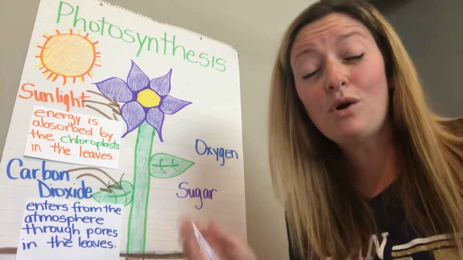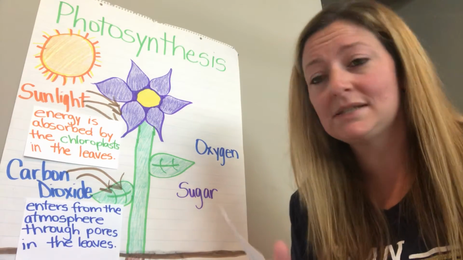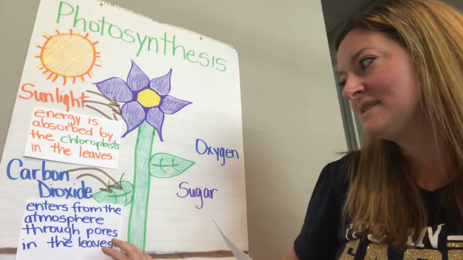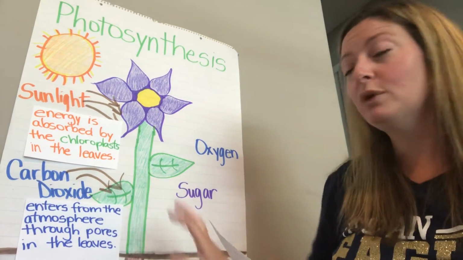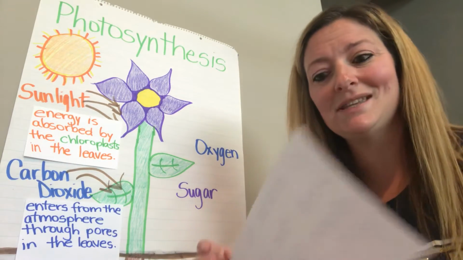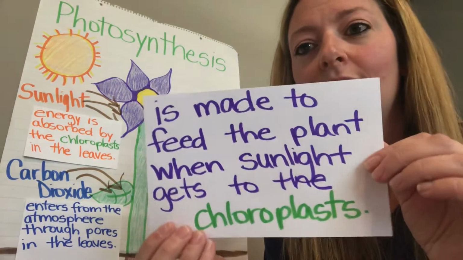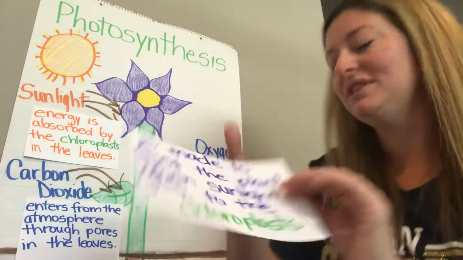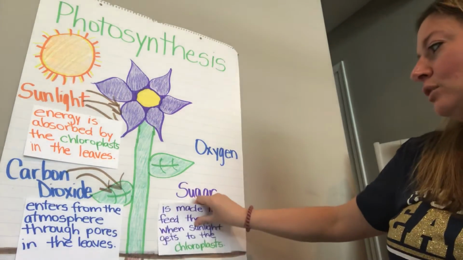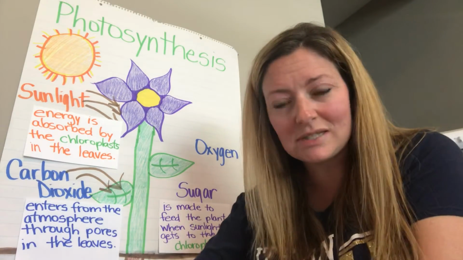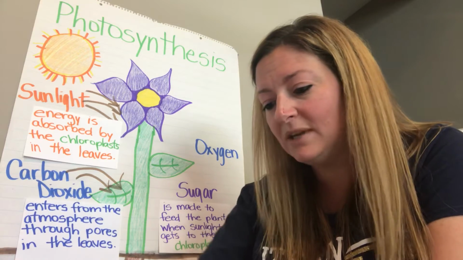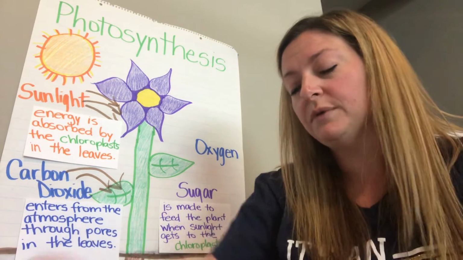Sugar. It's also known as glucose in plants. So the carbon dioxide comes in from the atmosphere into those pores. The plant starts going through the process of photosynthesis and it makes sugar. Okay, it feeds the plant when that sunlight gets to those chloroplasts. So the plant starts making sugar. That's how it starts getting that energy. So it starts making that sugar or glucose.